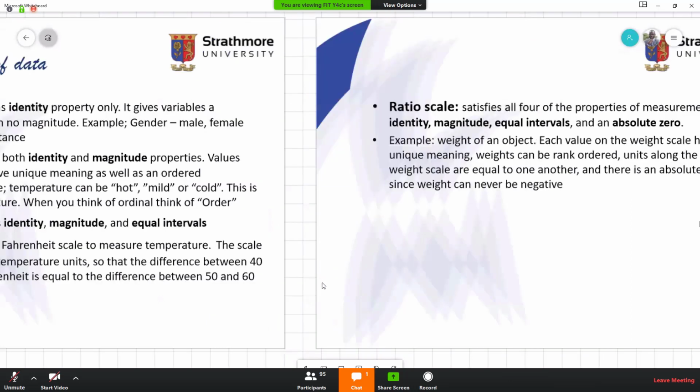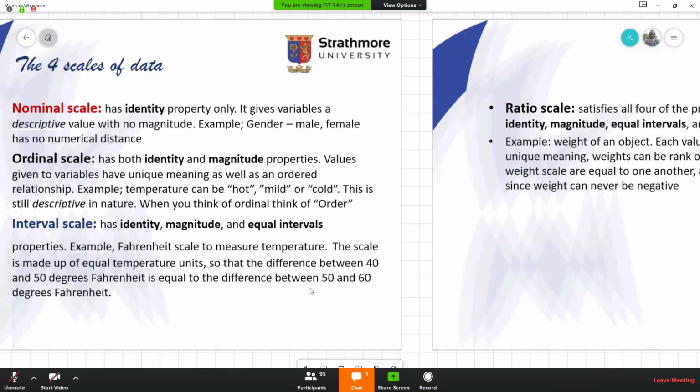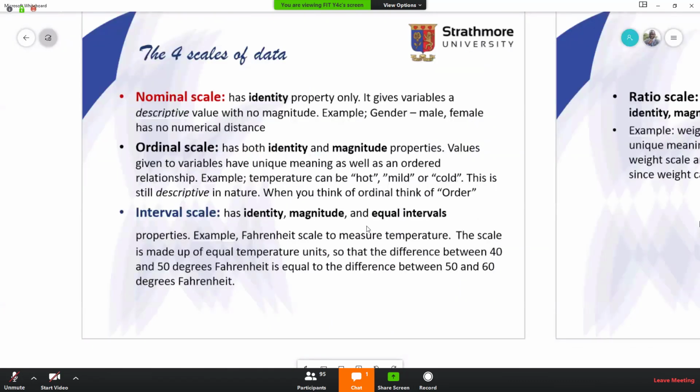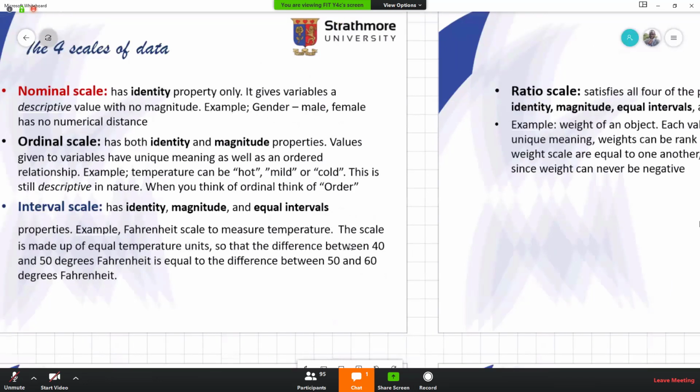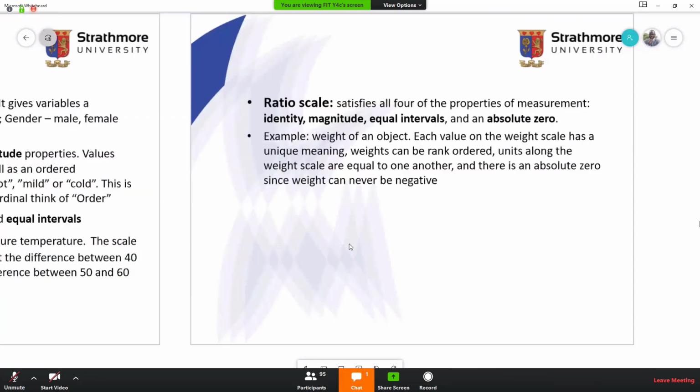For example, temperatures can go down to negative 10 degrees. You see, there's no true zero as such, though in physics you could go to far extents. But here in statistics, the ratio scale is like the perfect scale. So when you have a ratio data set, you have the identity, magnitude, interval, and a true zero, which is an absolute zero. And you can find many examples to fit here.